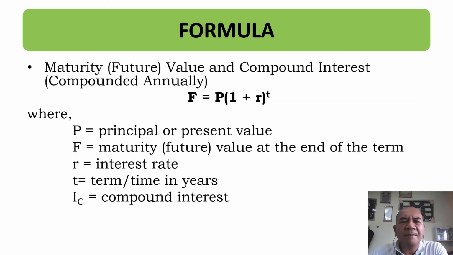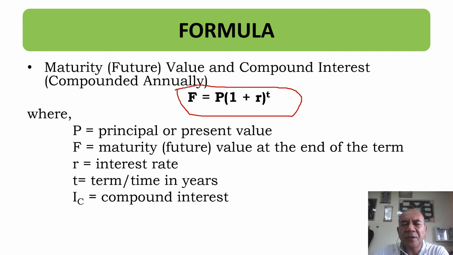Now, maturity value and compound interest, or compounded annually, we have this F is equal to P times 1 plus R raised to T, where P is the principal or present value, F is the maturity value at the end of the term, R is the interest rate, T is the term, time in years, and compound interest stands for IC. Okay, it's just very simple.